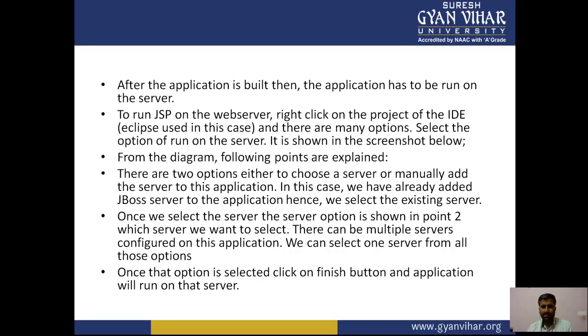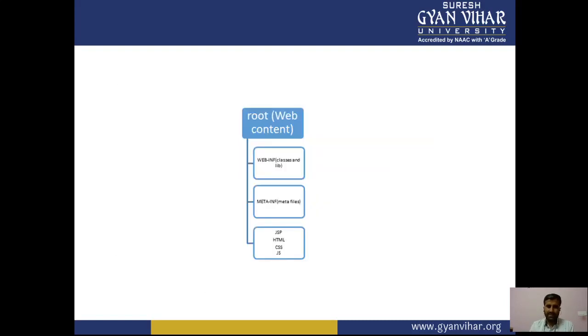If a server is not selected, then you can select one, which provides different facilities. Once that option is selected, click on the Finish button, and the application will run on that server. Right, we have already seen the directory structure: there is a root WebContent folder, as well as WEB-INF and libraries. If you are using JSTL, Java Server Tags, then you can add the same.